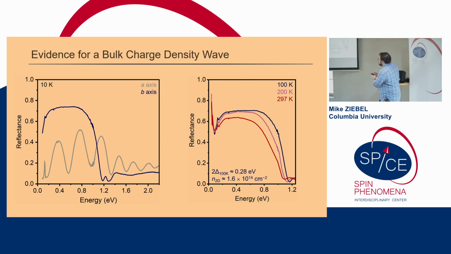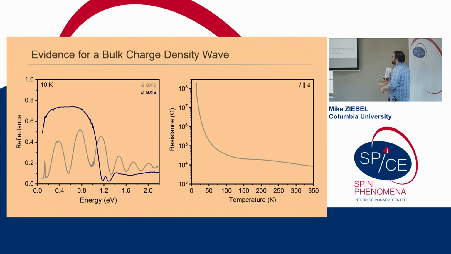But along the b-axis, we see this sharp plasma edge, and then instead of just approaching unity, we see this dip as we go to lower energy. We can study this dip as a function of temperature, where we see it broadens, which is exactly what we expect for a charge density wave gap. And more importantly, if we fit this data, we can see that this gap is right in line with what we observe in STS measurements. And similarly, the carrier densities that we extract from these fits pretty nicely align with the values we expect based on the extent of lithium intercalation.